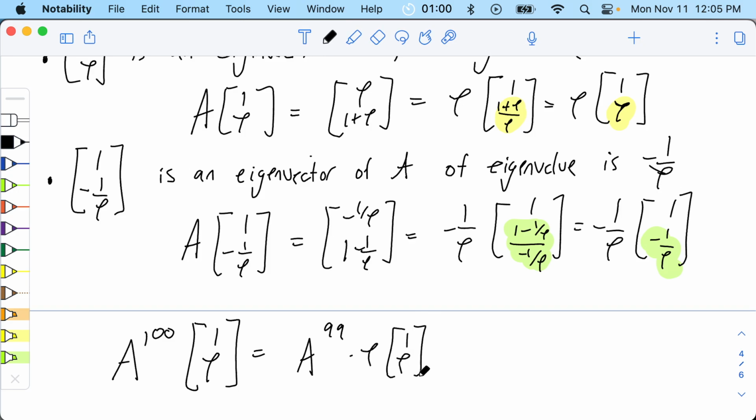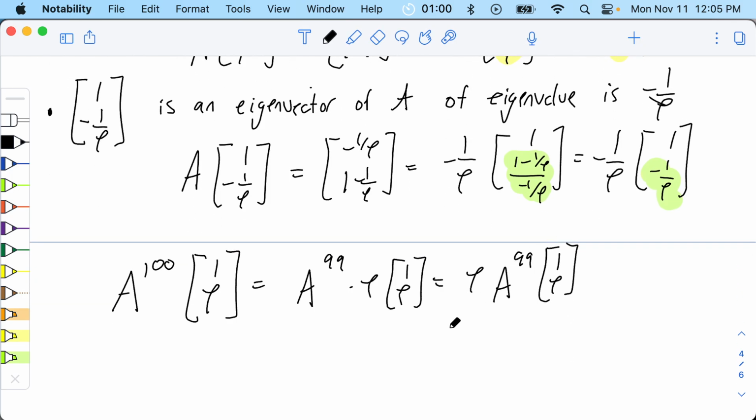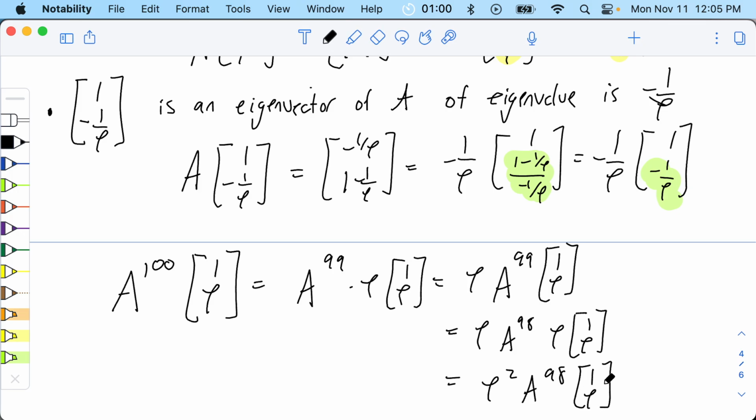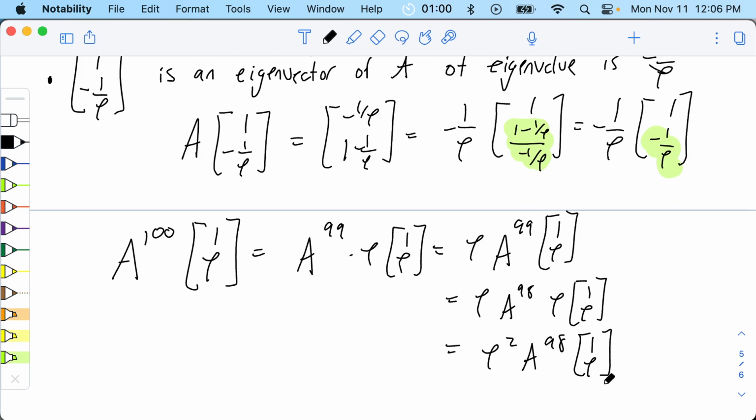So doing A one time gives you a phi out. Multiplying by phi or multiplying by the matrix, that can go in either order. So A to the 99 times (1, phi). Okay, and I can pull out another A. So phi times A to the 98 times phi times (1, phi). Hey, this is easy. This is phi squared times A to the 98 times (1, phi). So doing A to the 100 times any old vector is hard, but doing an eigenvector is so easy.